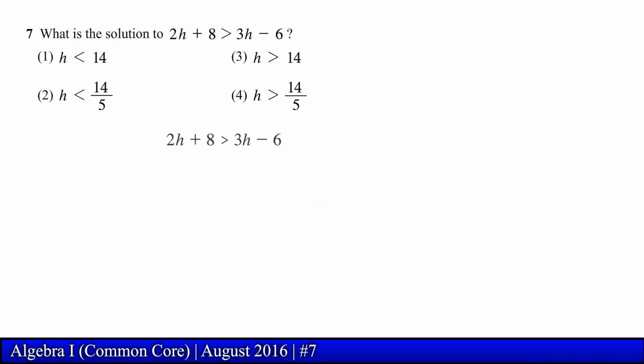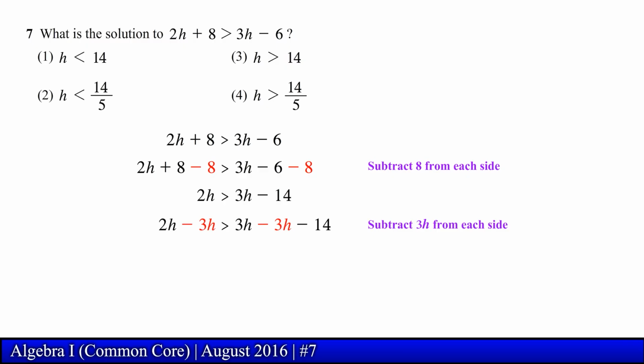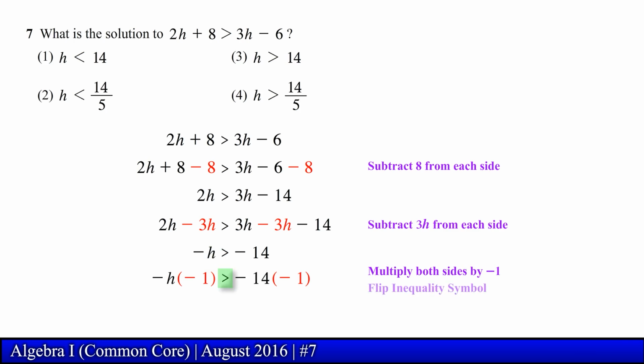Let's start by collecting like terms. So we first subtract 8 from both sides of the inequality, as follows. Then we go ahead and subtract 3h from both sides of the inequality and simplify. Lastly, we need to make the variable positive, so we either divide or multiply both sides of the inequality by -1. Remember to flip the inequality symbol anytime you multiply or divide an inequality by a negative number. Flipping the inequality symbol and simplifying, we obtain h is less than 14.